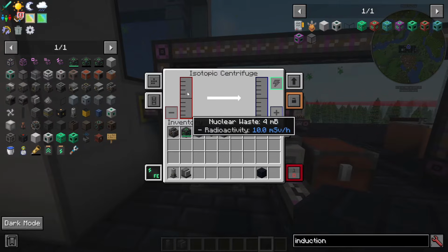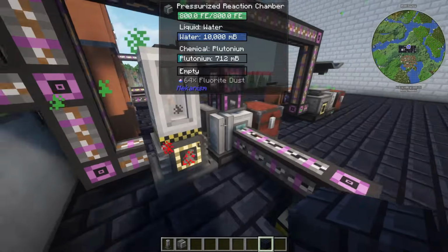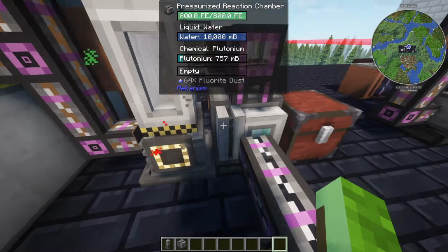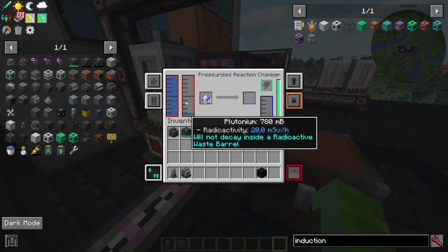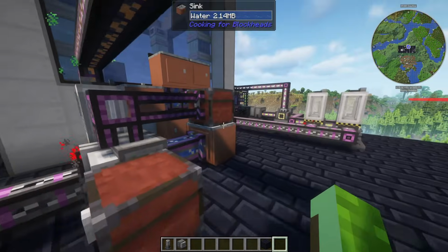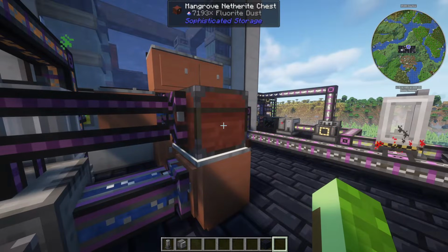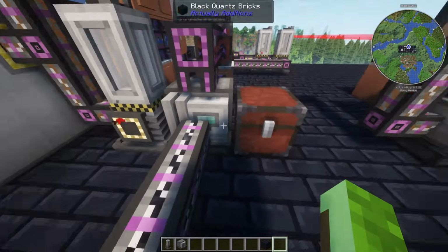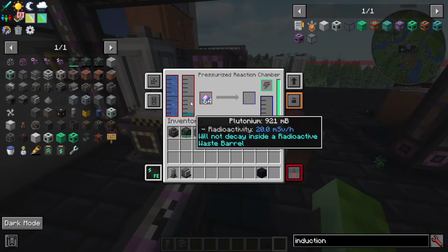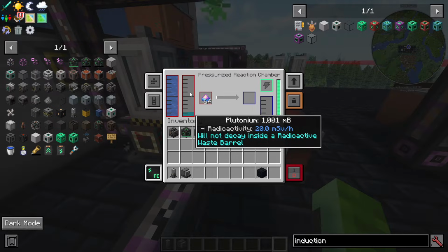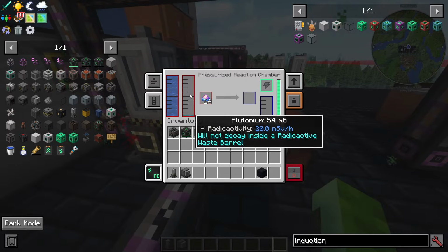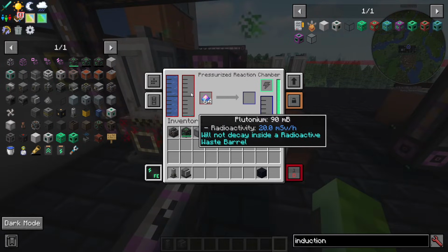Then that is going to turn your nuclear waste into plutonium, and then you can place a pressurized reaction chamber directly to the right of the isotopic centrifuge and have that import the plutonium into there. Then add water, as you can see, water is coming from the back, and add fluorite dust, which is coming from the top, and that'll actually create plutonium pellets once the plutonium has reached 1,000. So once this reaches 1,000, it'll start producing. As you can see, it's past 1,000 and it's producing, and there's the pellet, and then the plutonium went back down.